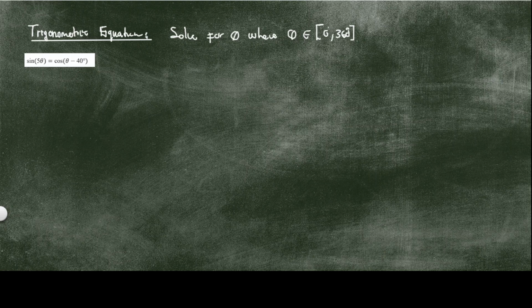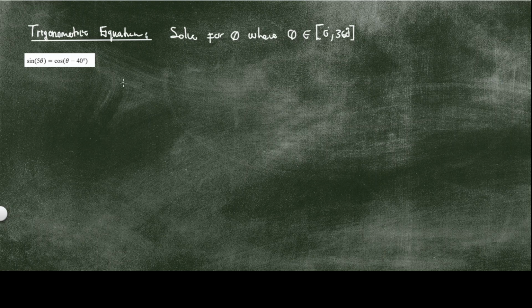I think we have to make those two both sine or both cos. Maybe the one side has to be sine, or the other side has to be cos. They have to be the same somewhere, somehow.